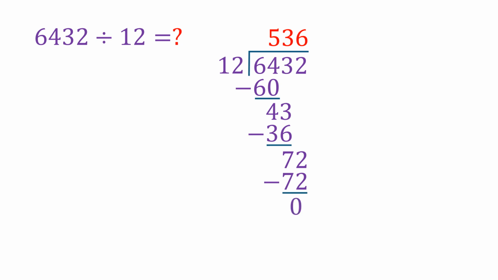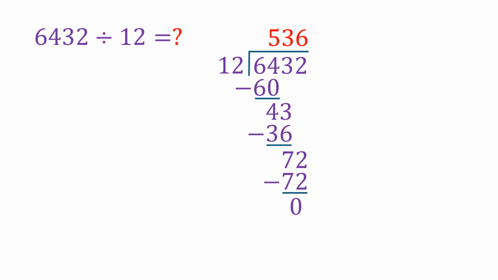The 0 means the remainder. So there is no remainder. That means when you divide 6,432 by 12, it will give you exactly 536 without a remainder. If there's a remainder, then you have to put 536, and then R, and then the remainder.